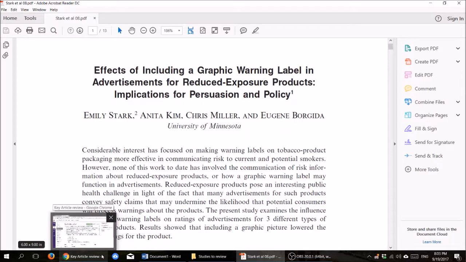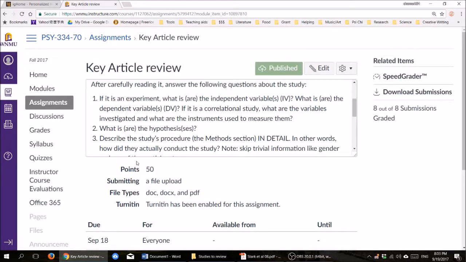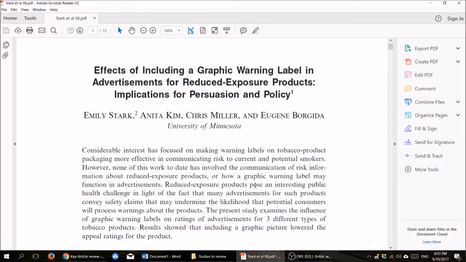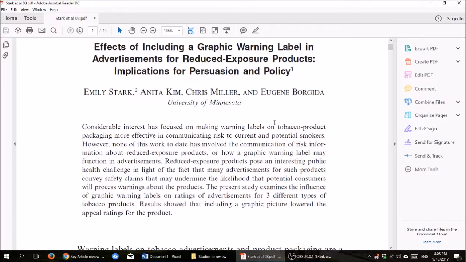if you review an article, the first question I usually ask is whether it's an experiment or a correlational study. Now, the clue usually can be found in the abstract. So you read the whole thing. The clue in this case is probably revealed in the very last few sentences.